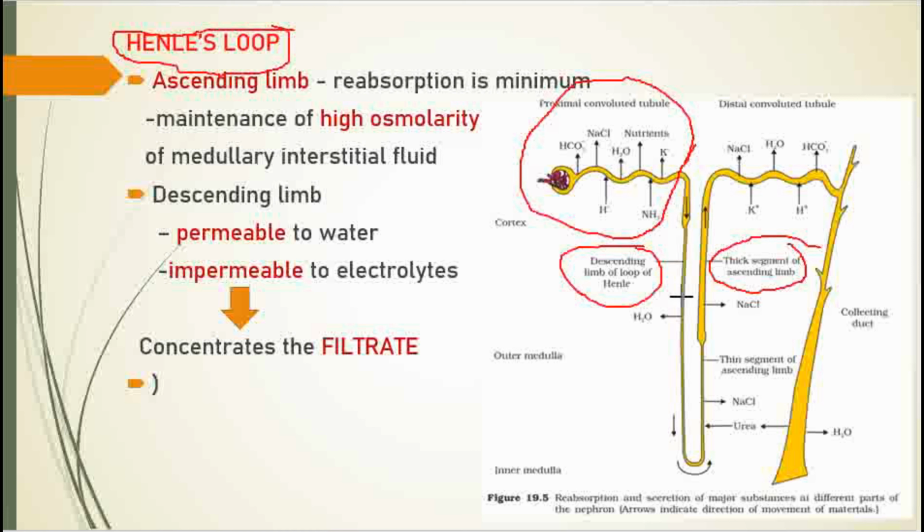Here the reabsorption is minimum in the case of the ascending limb. So reabsorption is minimum in the ascending limb, but it helps in maintaining the high osmolarity of the medullary interstitial fluid. So for that it is very important.